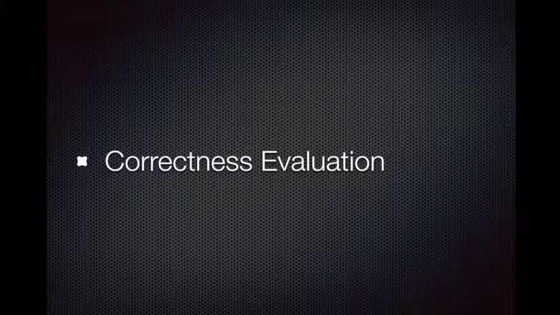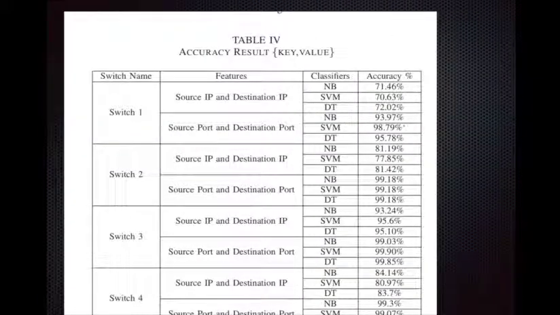Correctness evaluation gives us the accuracy using Weka, with different kinds of machine learning algorithms. From the analysis of all this data, we found that for the source IP and destination IP, using support vector machine would give us the highest percentage, and for source port and destination port, naive Bayes would give the best results.